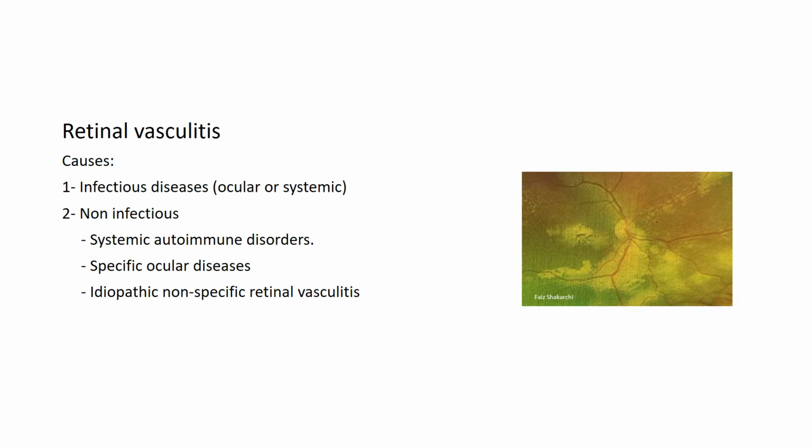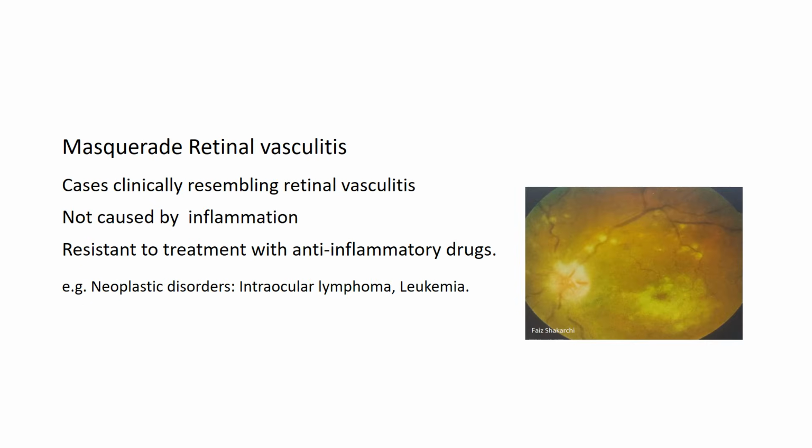Retinal vasculitis is an inflammation of the retinal blood vessels and can be associated with various infectious or autoimmune disorders, systemic or ocular, or can be isolated idiopathic non-specific retinal vasculitis. Masquerade retinal vasculitis are cases with clinical signs similar to retinal vasculitis, but are not caused by inflammation and are resistant to treatment with anti-inflammatory drugs. Examples of such cases are neoplastic disorders, intraocular lymphoma, and leukemia.